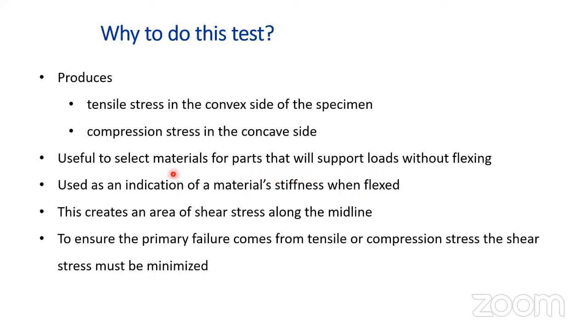So that's why you have to test your polymeric material with this kind of test. Are you getting this? Why are we using this testing? It is used as an indication of a material's stiffness when flexed. This creates an area of shear stress along the midline. To ensure the primary failure comes from tensile or compression stress, the shear stress must be minimized. So why do we do this test? Have you understood that part? What is the requirement of doing this test?